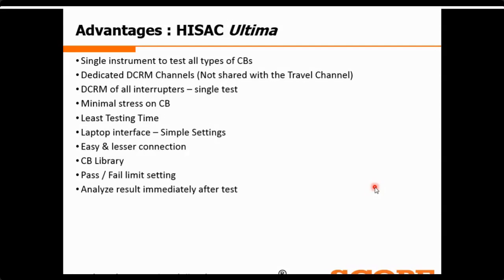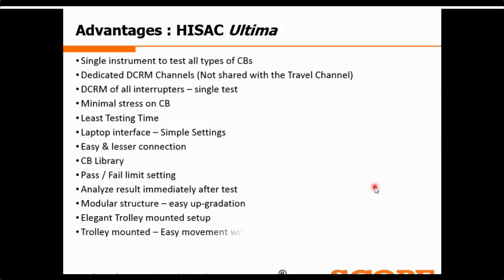After the test, you can analyze the result immediately, and the report generation will again be automatic, either in Excel or in PDF form. We also have the elegant trolley mounted setup, which you have seen in my previous slide, for easy movement in the substation. The less the downtime, the more the revenue of the utility, because you have fewer connections and you are doing the operation on a single shot basis.